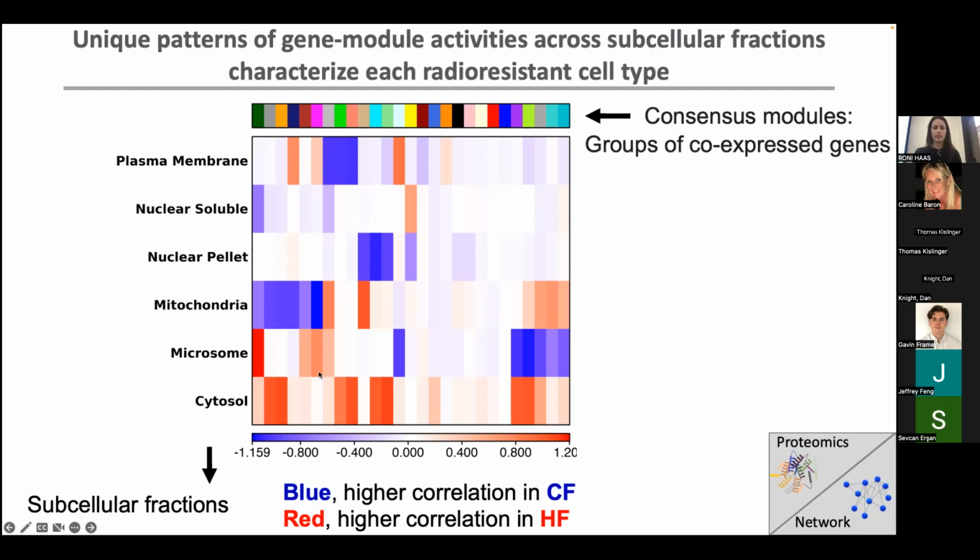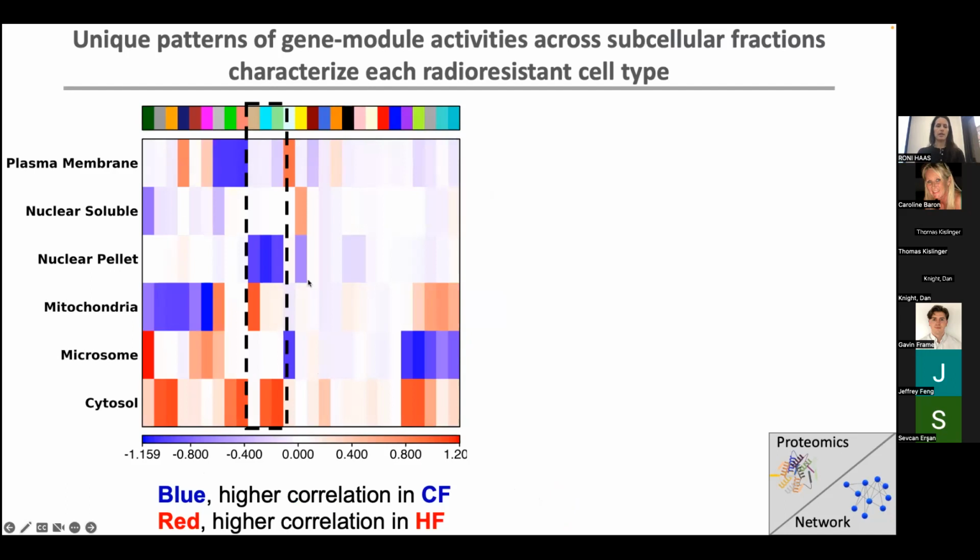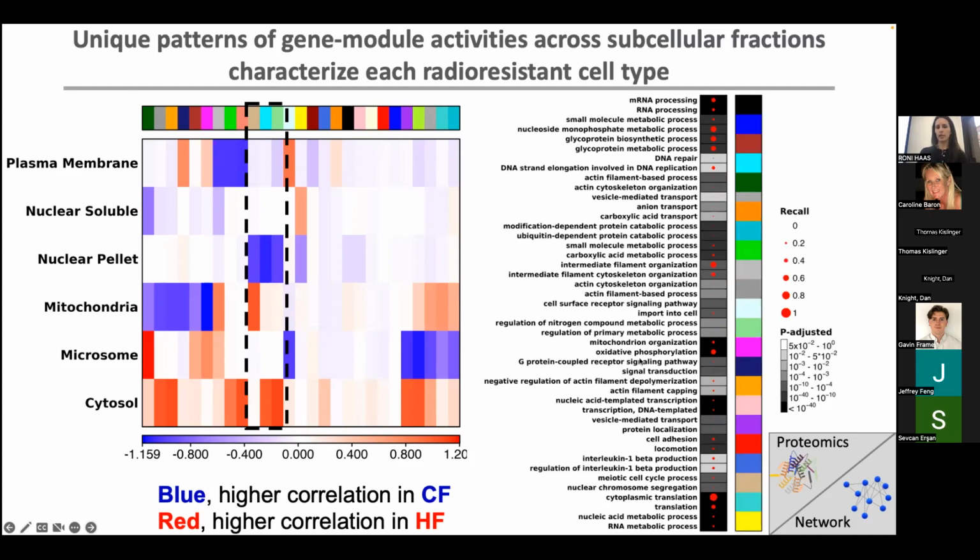And we can definitely learn a lot from this figure, but I only highlight one of these. So we can see that in the nuclear pellets, there are 3 modules that are colored in blue. So that means they were enriched in CF cells compared to HF. And we took these modules and also did enrichment for biological processes.